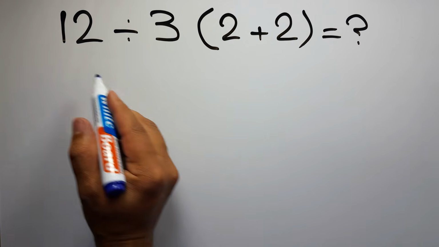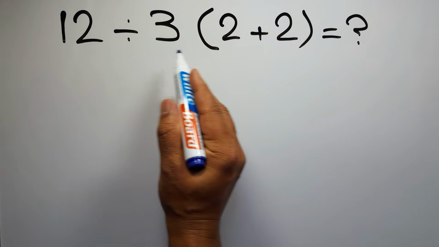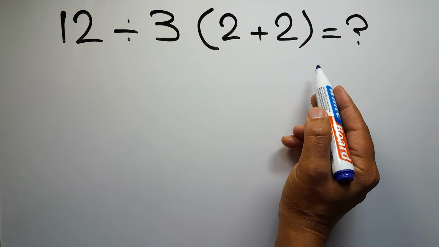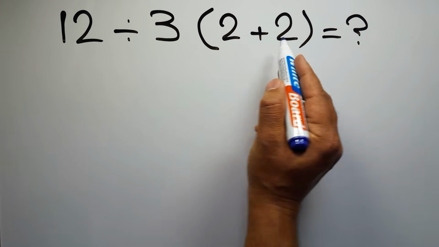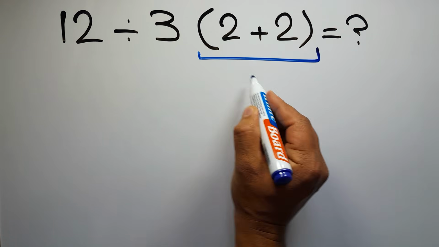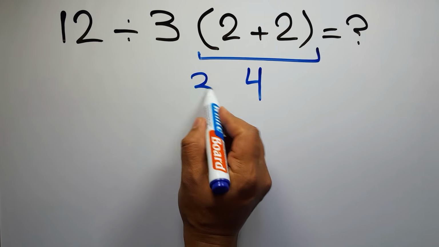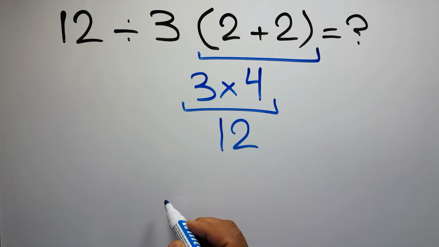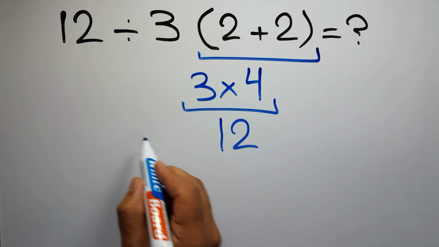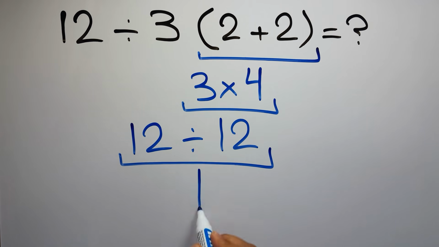In this video we want to find the value of this expression: 12 divided by 3, then times 2 plus 2. Are you ready to solve? Let's go ahead and get started. 2 plus 2 gives us 4 and 3 times 4 equals 12, and 12 divided by 12 is just 1.